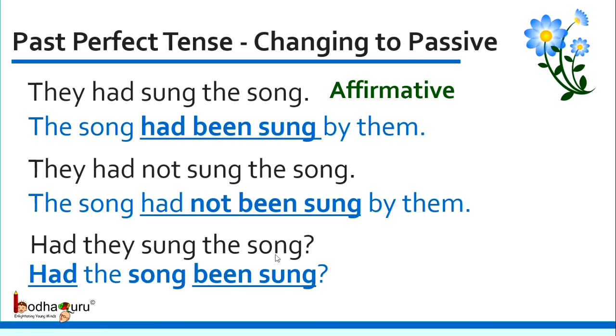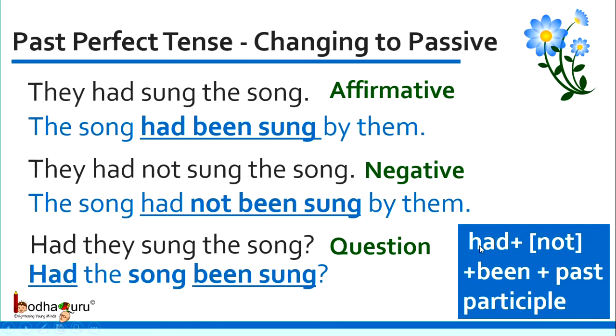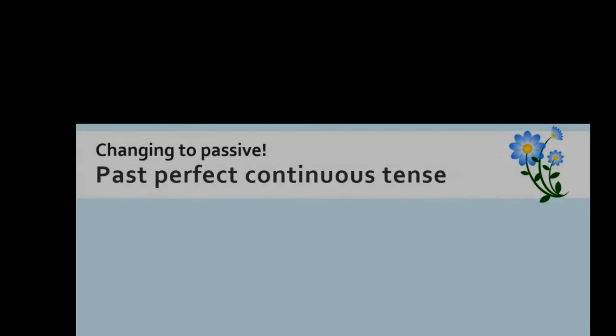First, for the case of affirmative sentence, that is the positive sentence. Next is the negative sentence, and lastly, it's a question or interrogative form, and all of this sentence got converted to passive form, and they all have the similar format: had plus the optional not for negative sentence plus been plus the past participle.